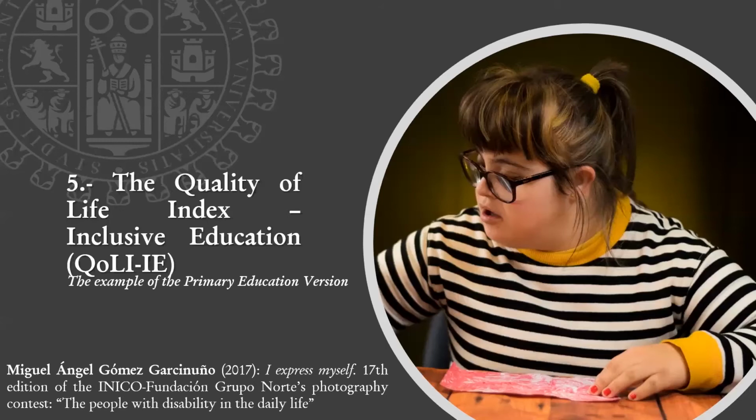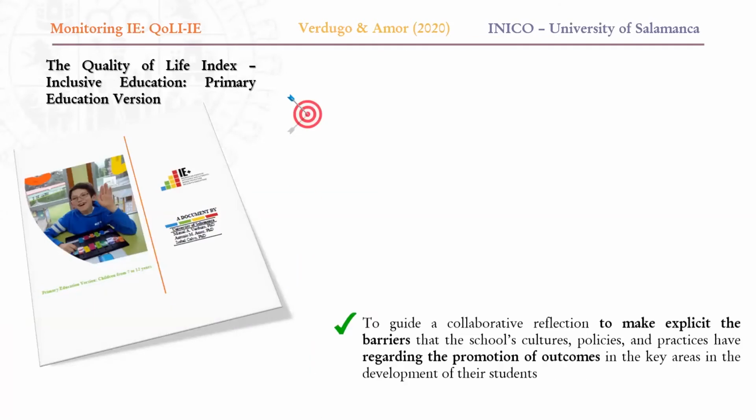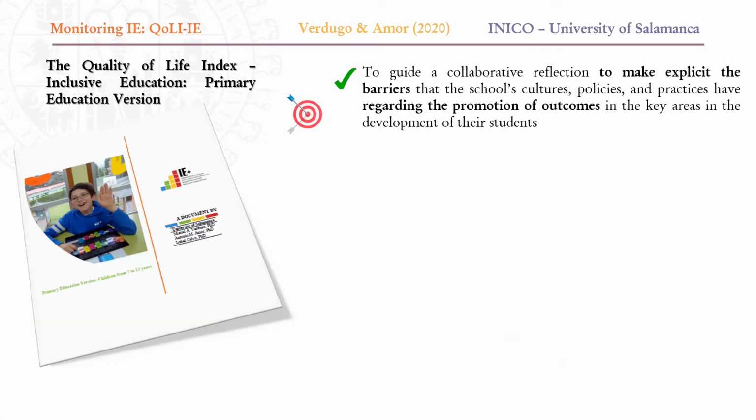I've chosen the version for primary education because it's the one that we are validating in Spain, and I will talk later about the process that we have followed. The goal of the Quality of Life Index for Inclusive Education, Primary Education version, is to provide schools with a set of items to guide their reflections on the extent to which their culture, practices, and policies are focused on the whole development of their students with ID, something consistent with Article 24 of the United Nations Convention.